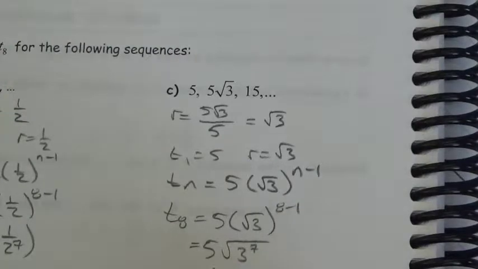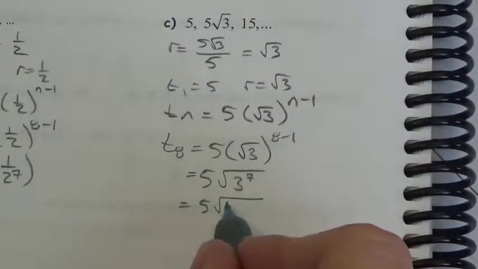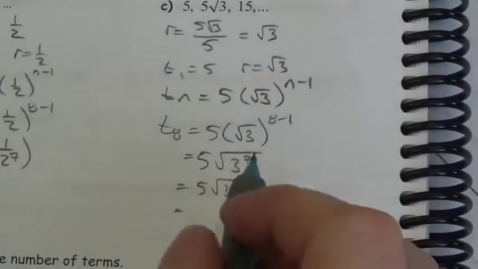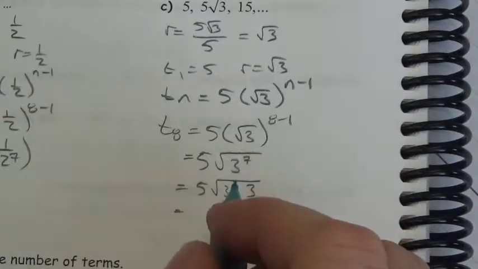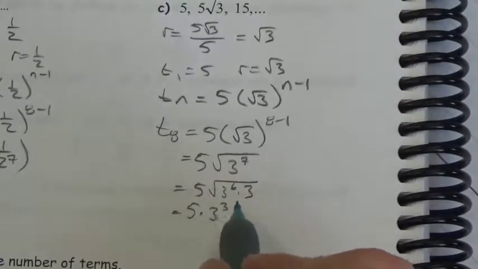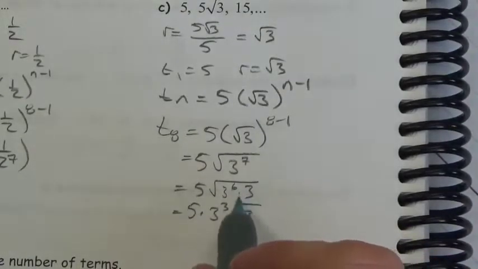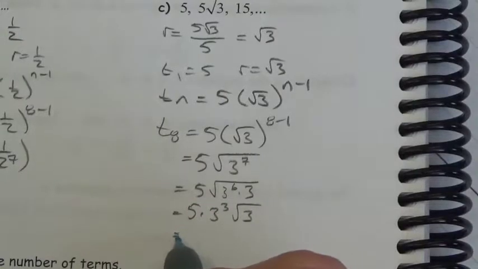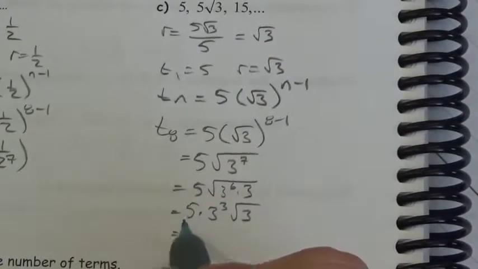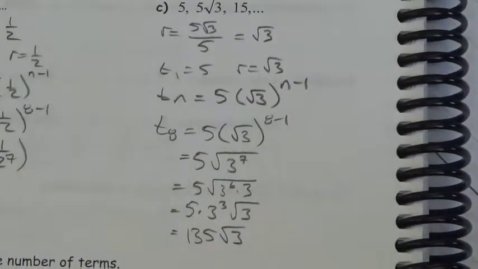I am going to be able to make this 5 multiplied by the square root of 3 to the 6 multiplied by 3. Now, that is going to be 3 cubed when I pull that out. So 5 multiplied by 3 cubed, that's the square root of 3 to the 6, multiplied by the square root of 3. I can't pull that extra 3 out. And then I'm going to have 5 multiplied by 3 cubed. That's 135 root 3. That would be the eighth term of that sequence.